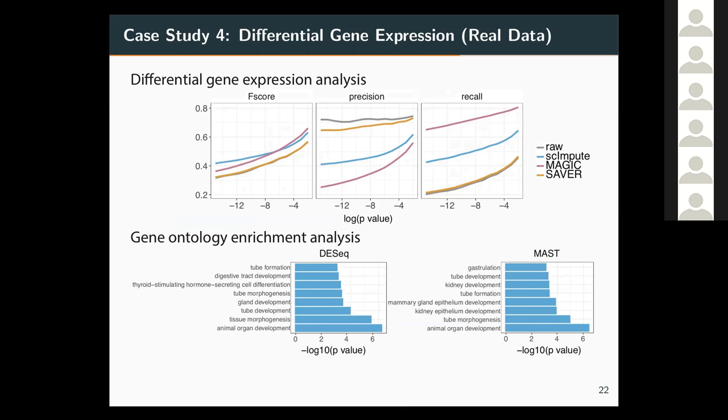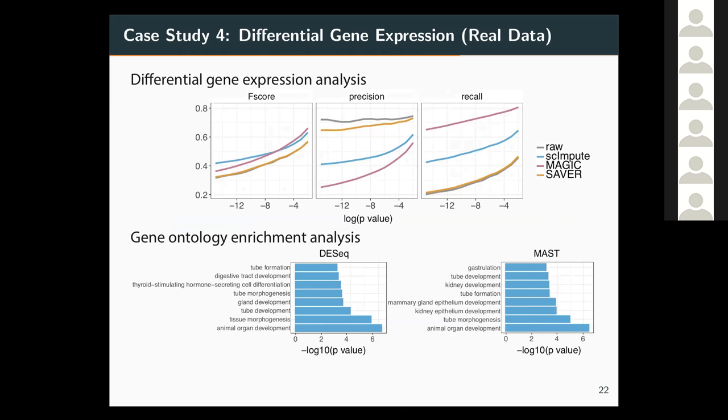And to confirm that the DE genes identified from the imputed data are really biologically meaningful, we take those DE genes that can only be discovered from the data imputed by scImpute, but not in the raw data, and perform gene ontology enrichment analysis. If we use DESeq to identify the DE genes, then we can identify some enriched GO terms such as tube formation, digestive tract development, and gland development. And all these enriched GO terms are highly relevant to the functions of endoderm cells.